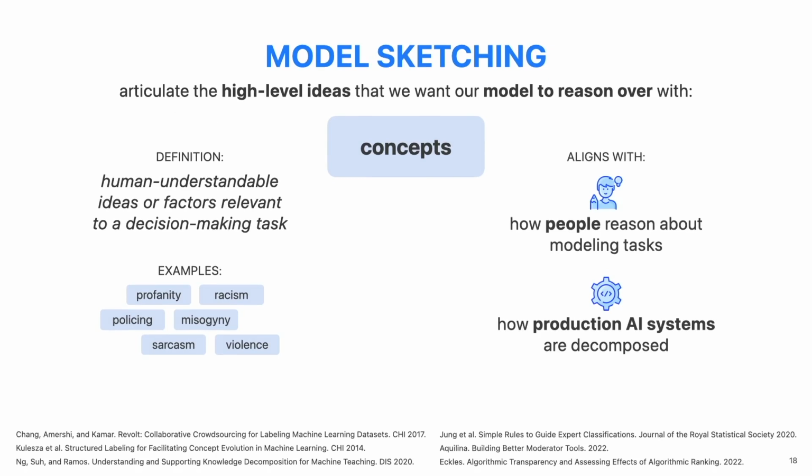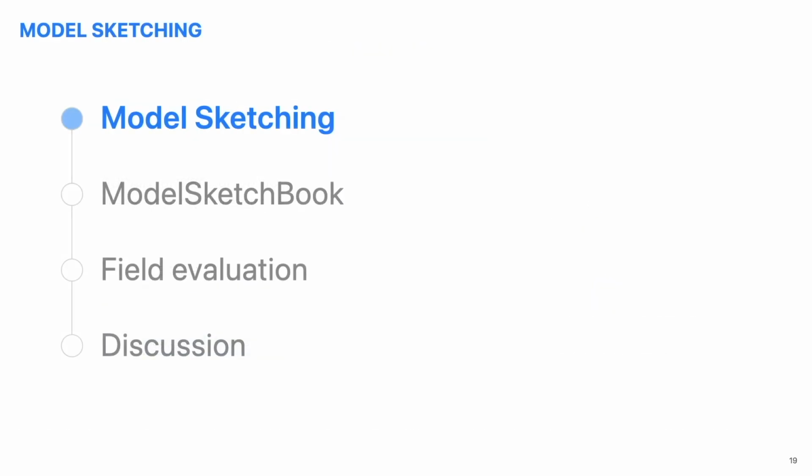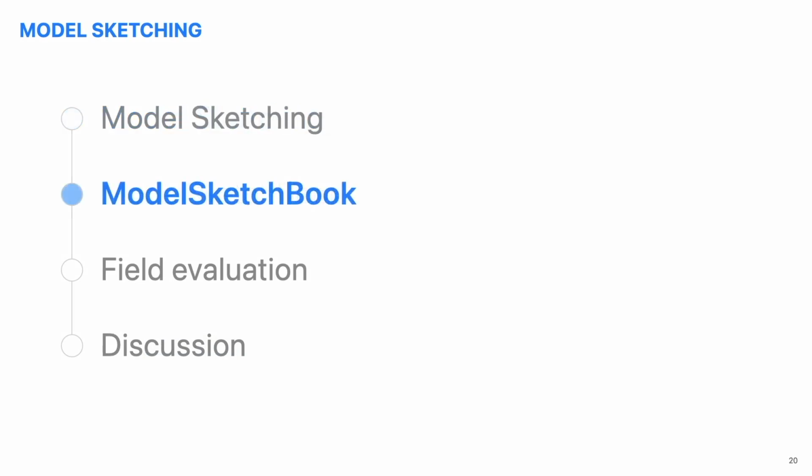This choice of concepts as our core sketching abstraction also nicely aligns with the way that people tend to reason about modeling tasks, and it aligns with the way that even complex black box production AI systems are often decomposed into submodels whose overall goals are interpretable. Now that you have a feel for this model sketching approach, I'll show you how we brought it to reality with Model Sketchbook, a tool that we developed for ML practitioners to incorporate model sketching into their workflow.